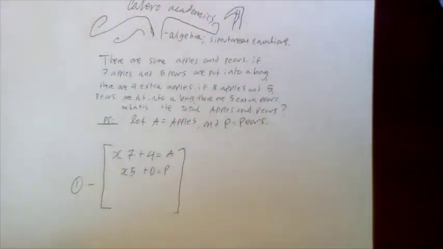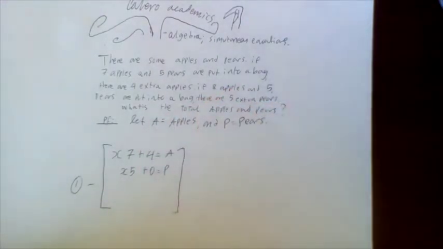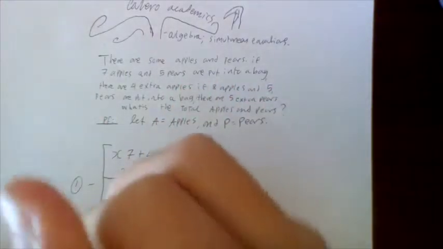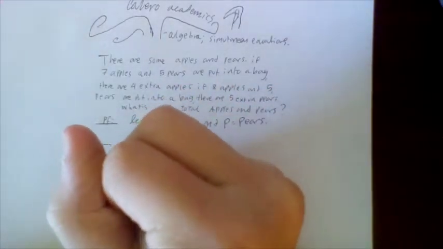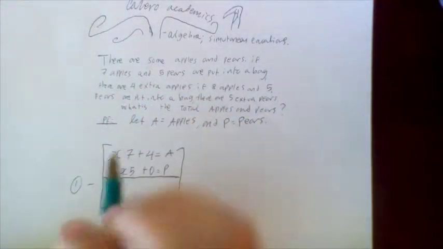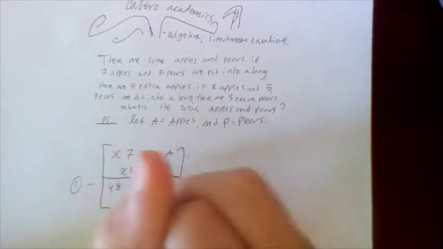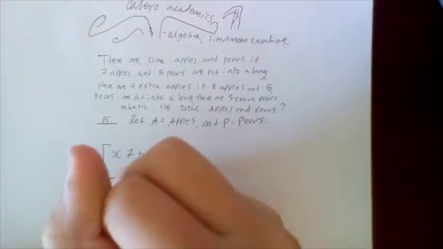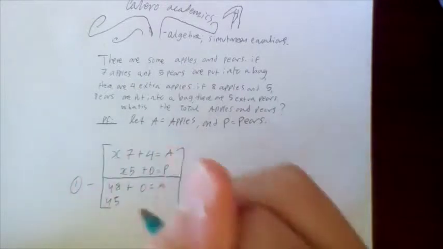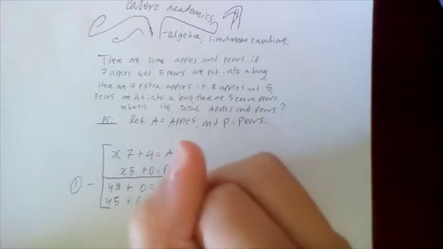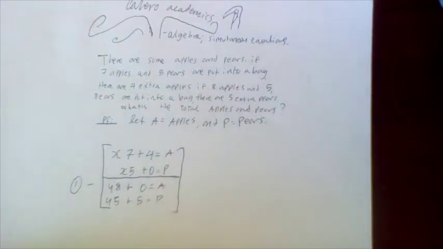And our second simultaneous equation is this. We have Y bags lots of 8 plus 0 is equal to the total number of apples, and Y bags lots of 5 pears plus 5 pears equals the total number of pears.